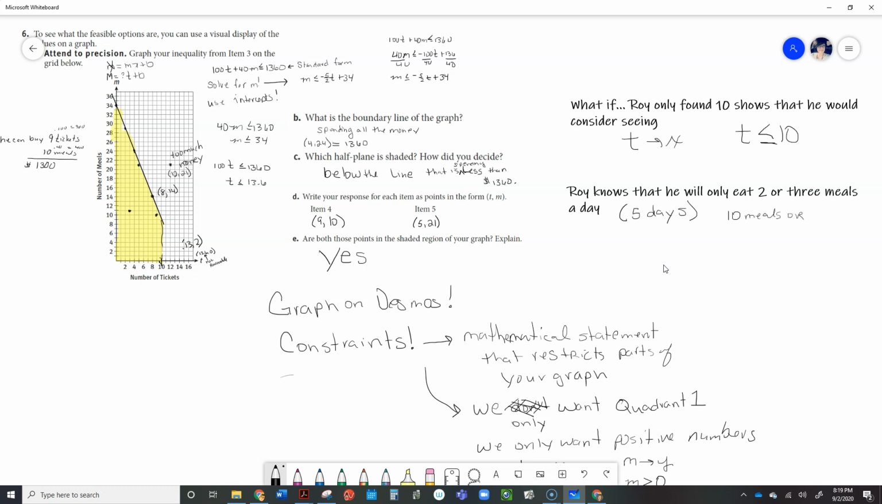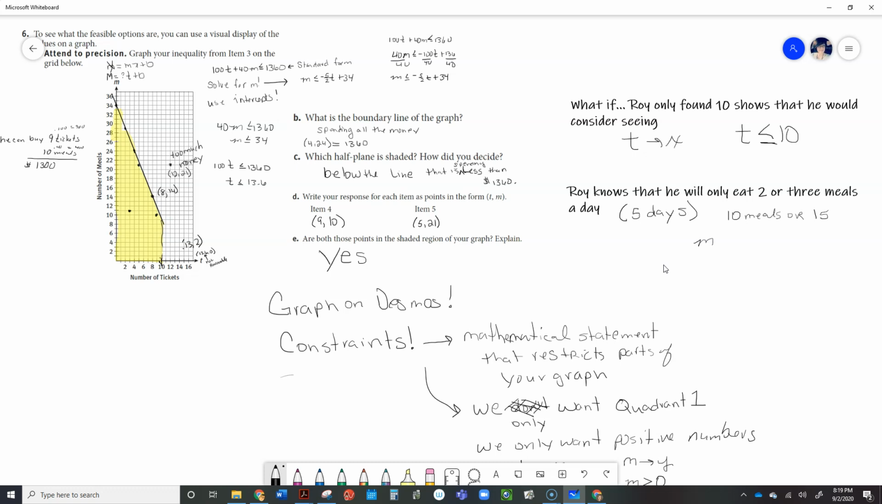Or if all 5 of those days he eats 3 meals, 3 times 5, that's 15. Now, we don't know if he's going to do 2 meals a day for all 5 days or 3 meals a day for all 5 days, but these are the two extremes. Okay, it can't be lower than 10 and it can't be bigger than 15.